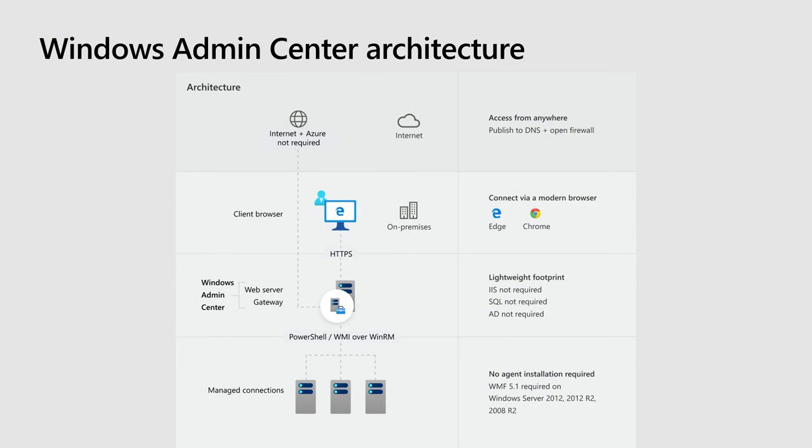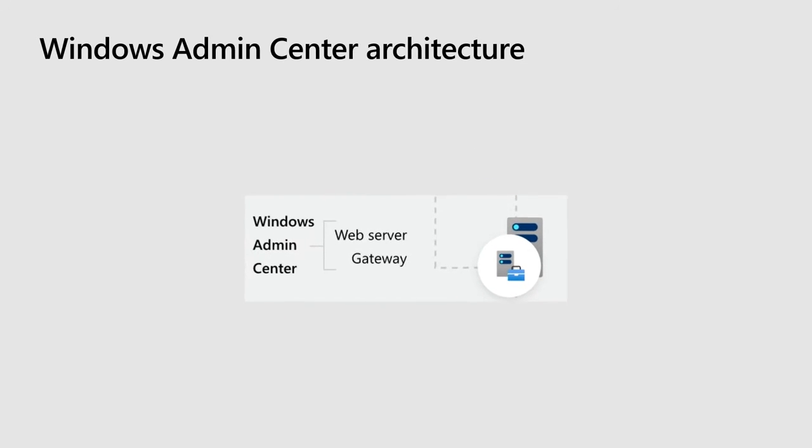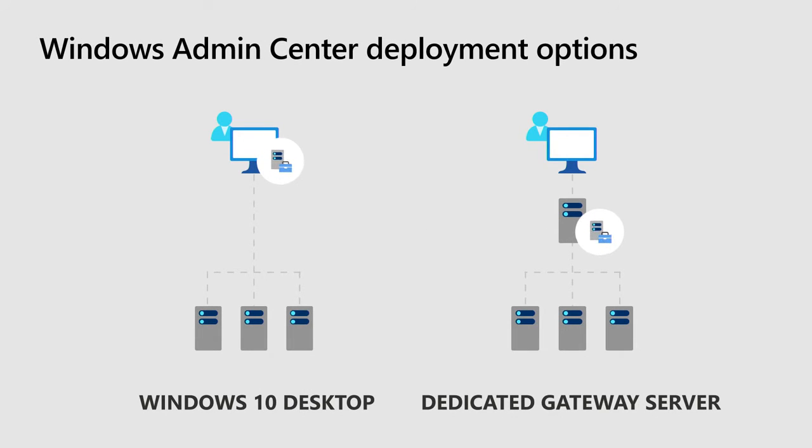So today, like I said, it's going to be a pretty targeted session. Windows Admin Center has a very flexible architecture. And in the session today, we will specifically be speaking about just installation of Windows Admin Center on wherever you want to deploy it. For those of you that have been using Windows Admin Center for a while, you know that there are two primary ways to install it. You either install it on your Windows 10 desktop or on a dedicated gateway server.